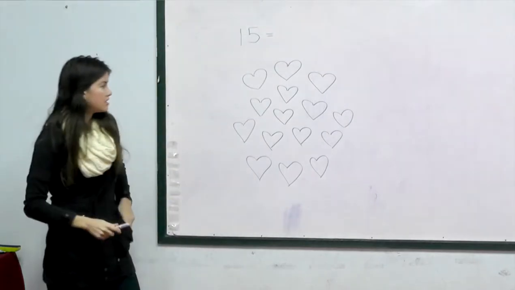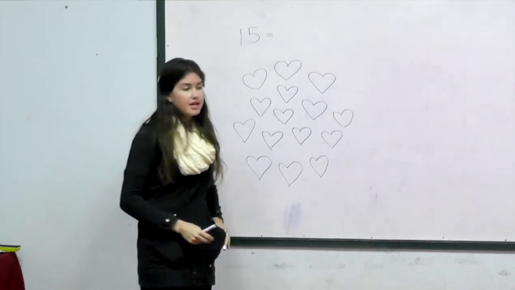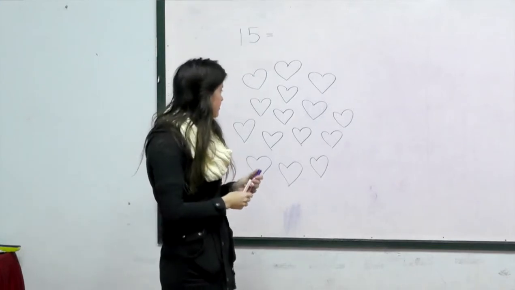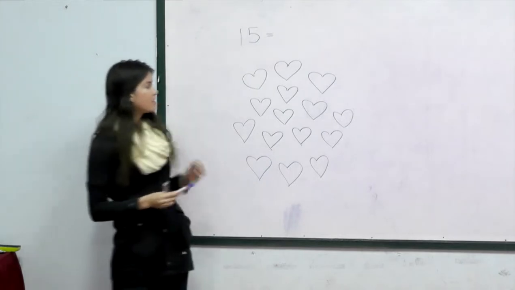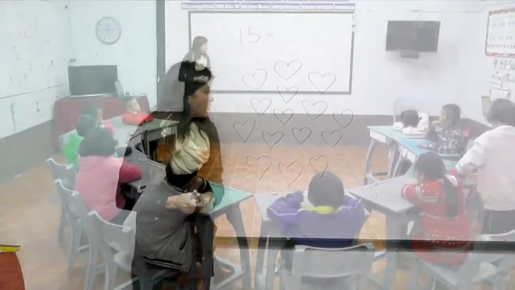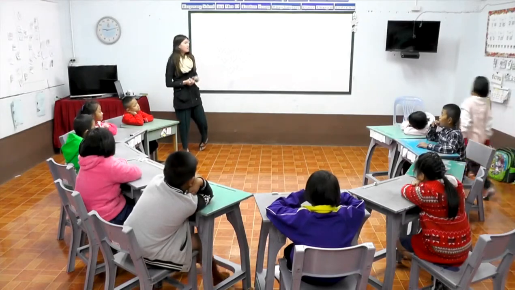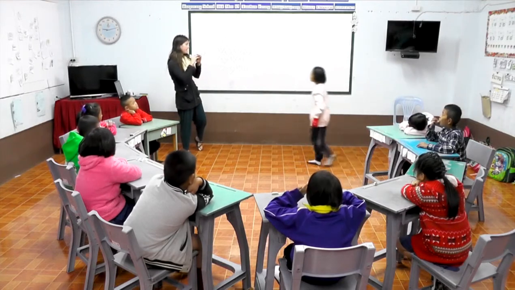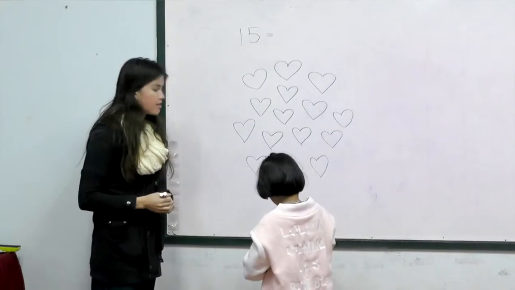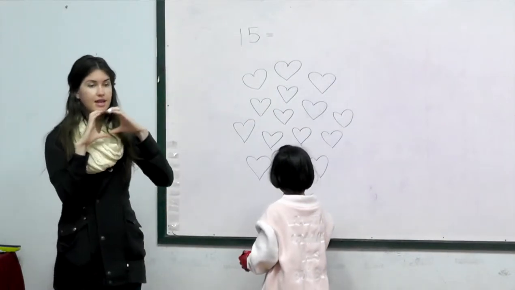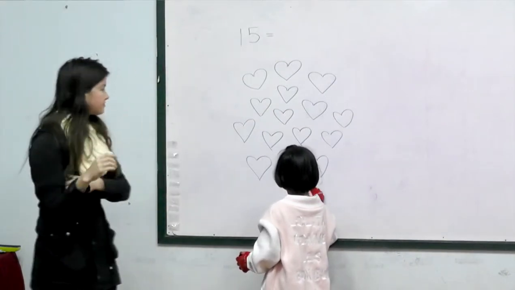15 hearts all together. And Nadia, can you come help us make some groups of hearts? Come on up. You're going to circle some groups of hearts for us. We want 3 hearts inside every circle. Can you make some groups for us? We need 3 hearts inside every circle.